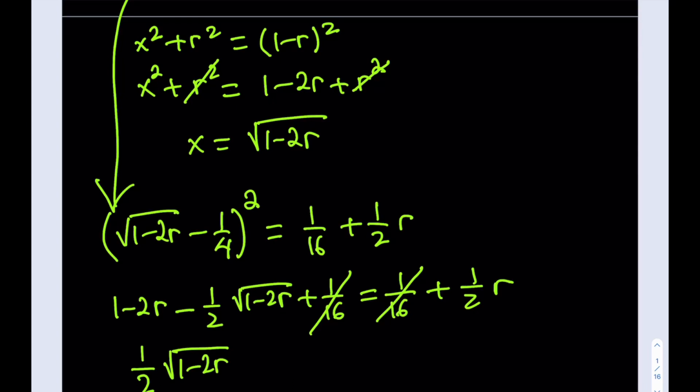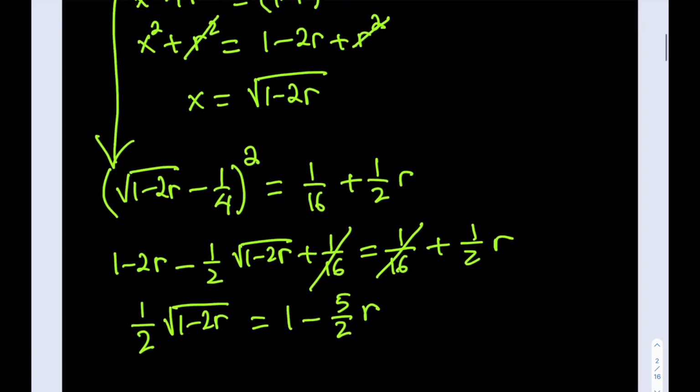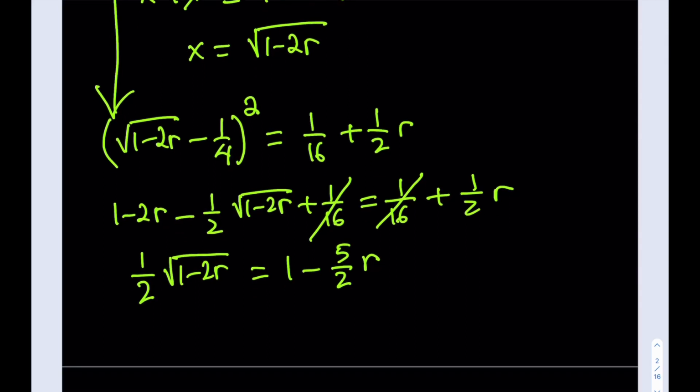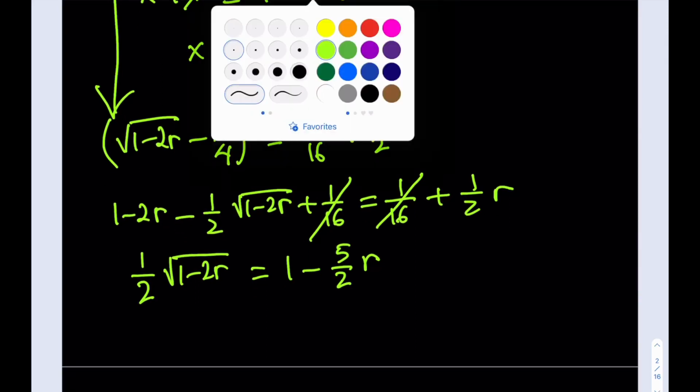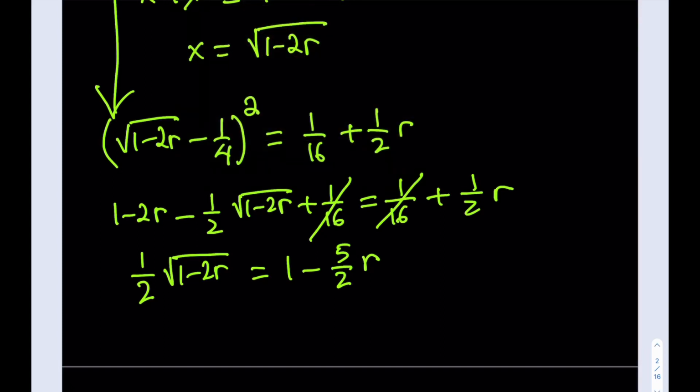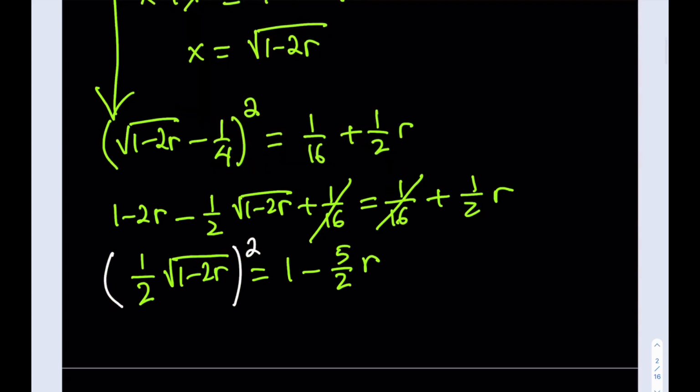Then we're going to bring over the 1/2 of r, subtracting it from the negative 2r. That's going to make negative 5/2, right? Negative 5/2. But we also have a 1 there, so it's going to be 1 minus 5/2 of r. Now we're going to be squaring both sides. Why do we do that? Because we need to get rid of the radical.